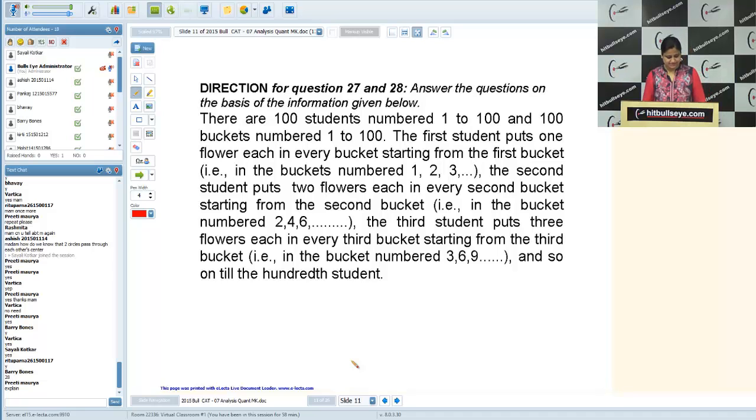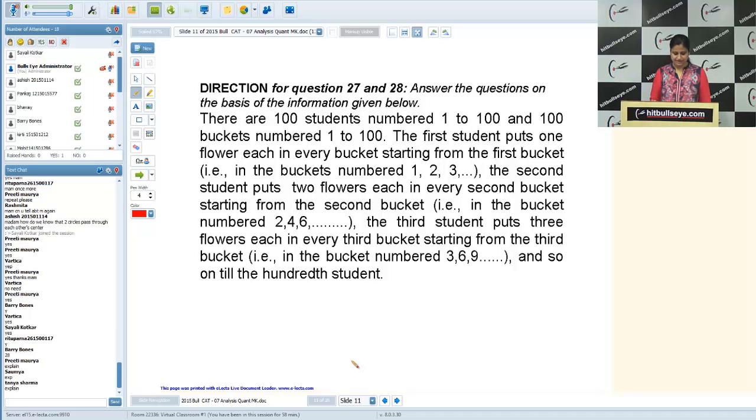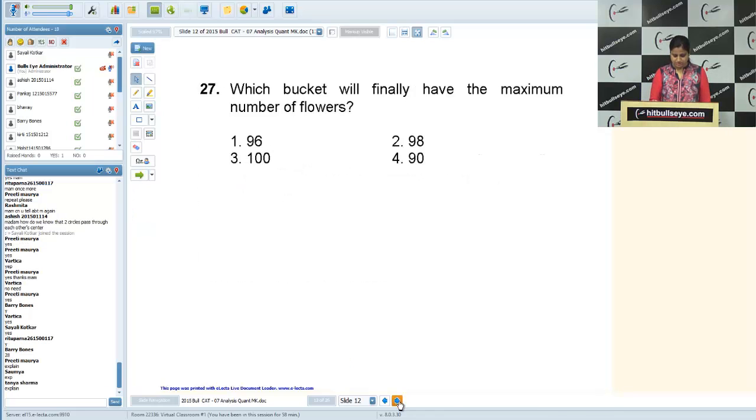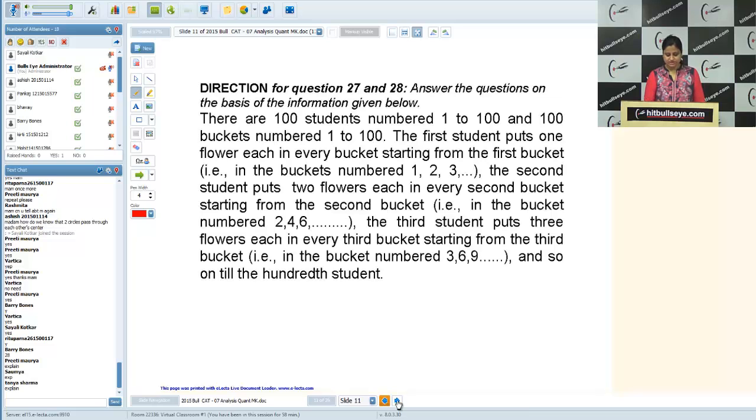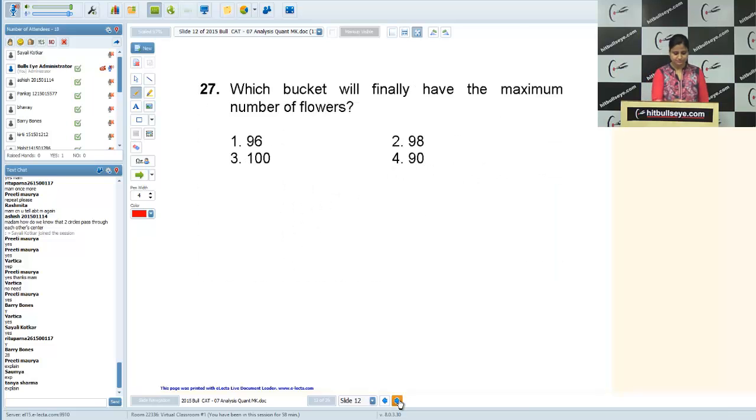Okay, let us see. Okay, Barry, I'll explain both these questions, 27 and 28. The 27th question: which bucket will finally have the maximum number of flowers? Now, there were 100 students and 100 buckets. So that is bucket 1, bucket 2, bucket 3, bucket 4. First of all, let us understand the meaning of this.